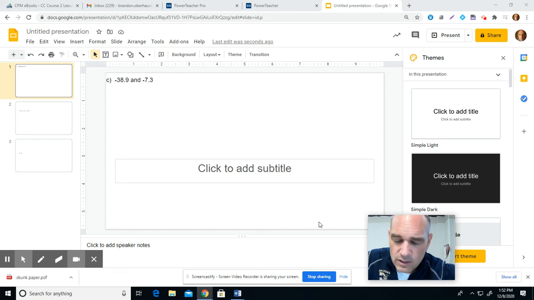All right, so a little help with your test review. So hopefully things are going well for you there at home. So the first one is, and this was 1C, we have to find the distance between these 2 points.